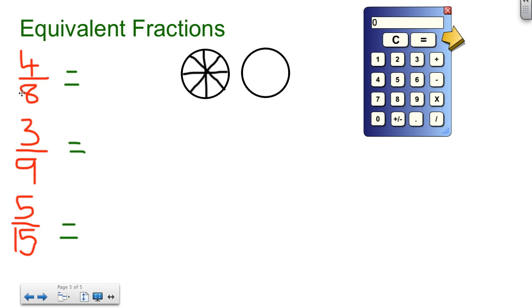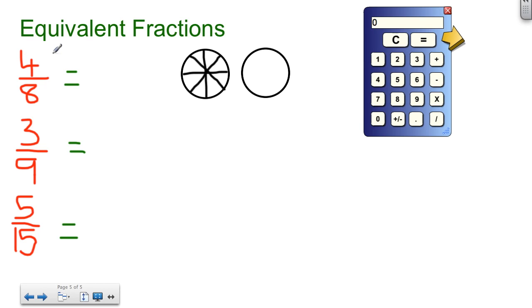To start off with, just a quick refresher. Remember that the denominator, the number down the bottom, is how many equal parts the whole, or the shape or the object that you're working with, is divided into. The numerator, the number at the top, is what actually tells you how many parts are being used, how many sections are being used in that problem.